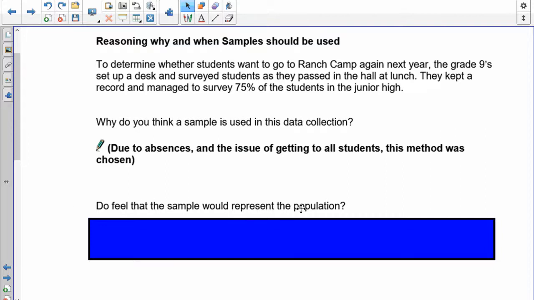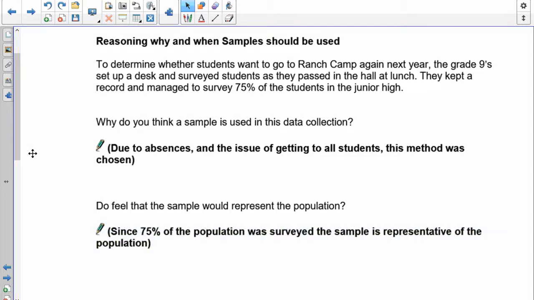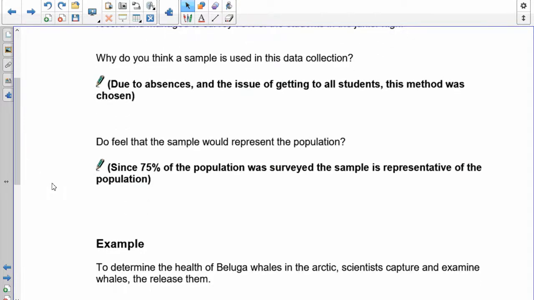Do you think that the sample would represent the population? Now, they have 3/4 of the kids, 75%. So if they've got 75%, do you think that that sample would be enough to represent the population? So pause the recording and write down your answer and why. Okay? 75% of the population was surveyed. That's a very large sample, and it is representative of the population.